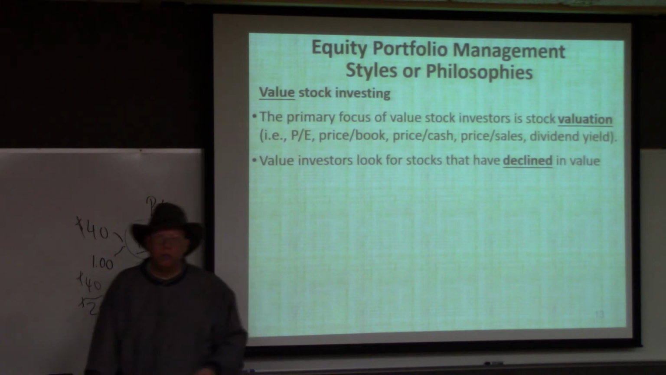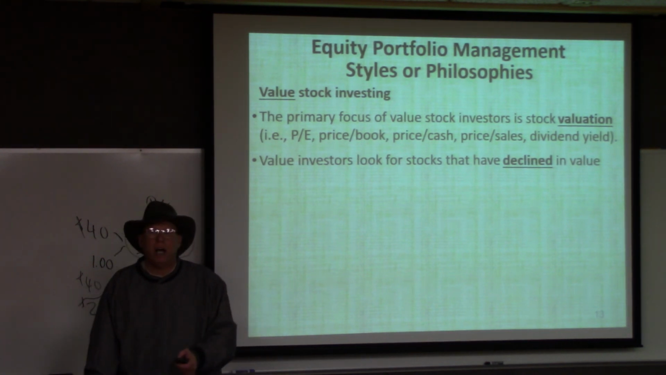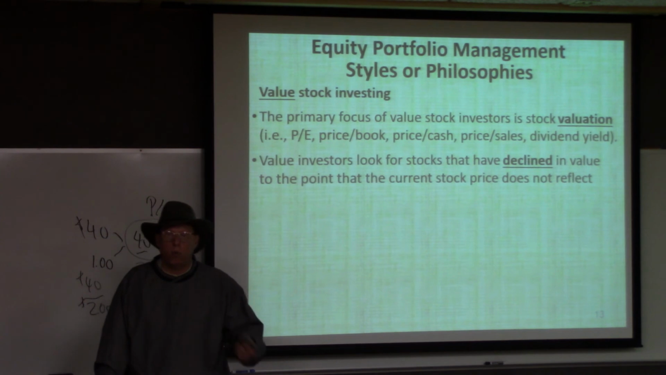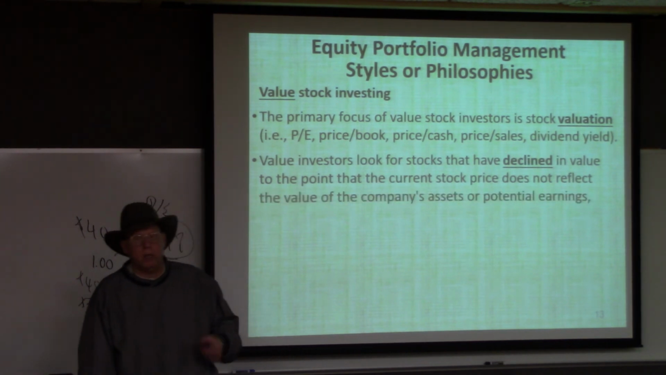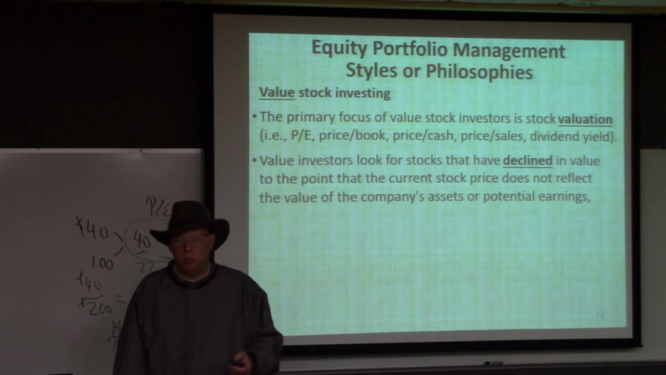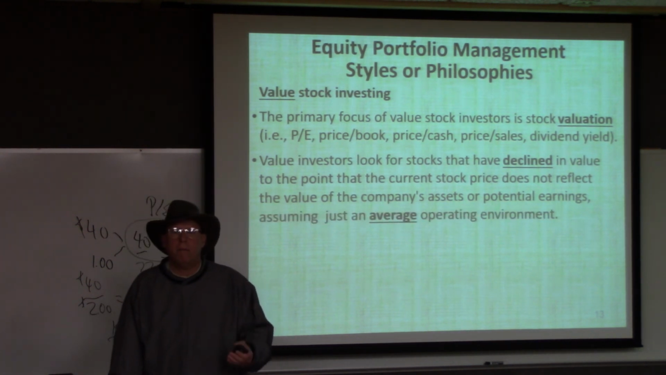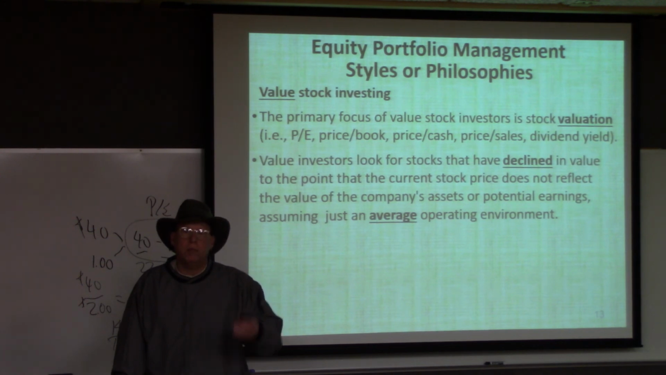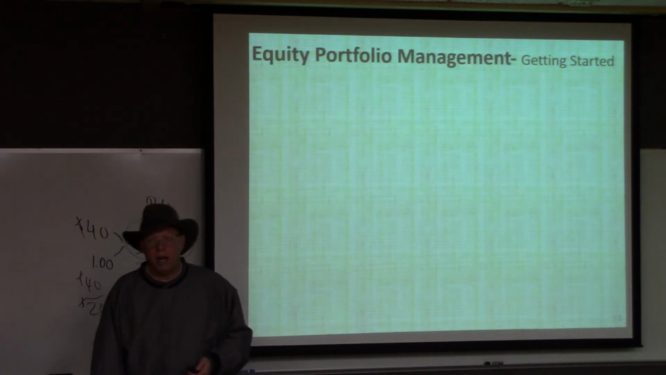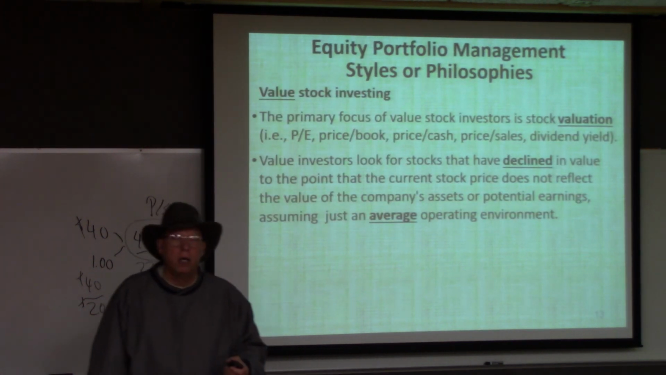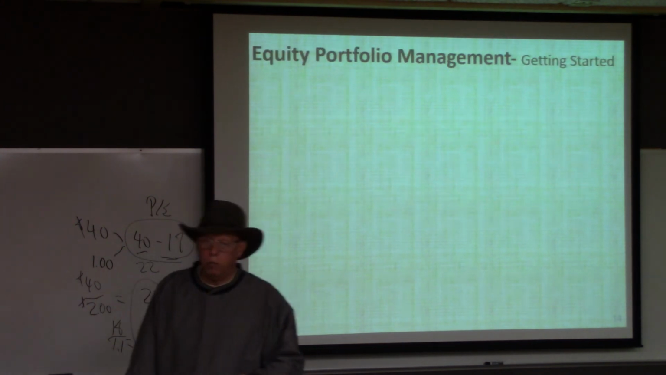Value investors tend to look for stocks that have declined in value, to the point that the current stock price does not reflect the value of the company's assets or potential earnings, assuming just an average operating environment. So value investors look for companies that have stumbled. They're not doing well. The valuation has gotten very, very low. The expectations are very low. And all they're counting on is a return to an average environment, not even a good environment, just average. Can you buy those value stocks at very low multiples?